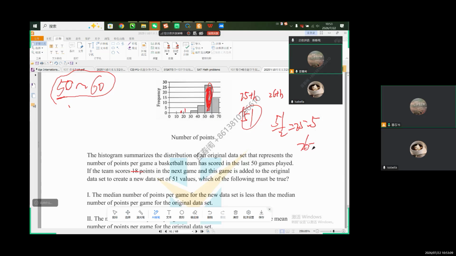The 26th value from the smallest is 50 or between 50 and 60. It's still between 50 and 60, so we still can't really know for sure. So I can't really compare. Does that make sense? I don't think it has to be. It either has to be the same or greater. As long as you're not sure, you don't have to choose it. They said must be true, so this one is out.